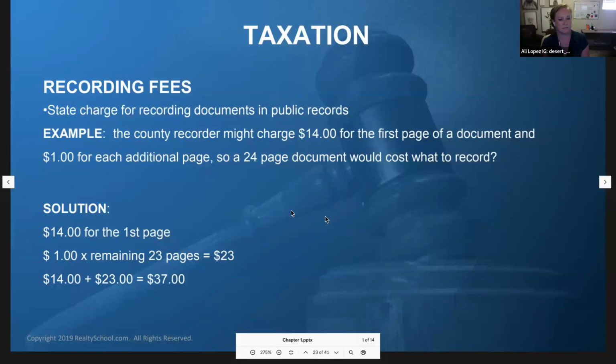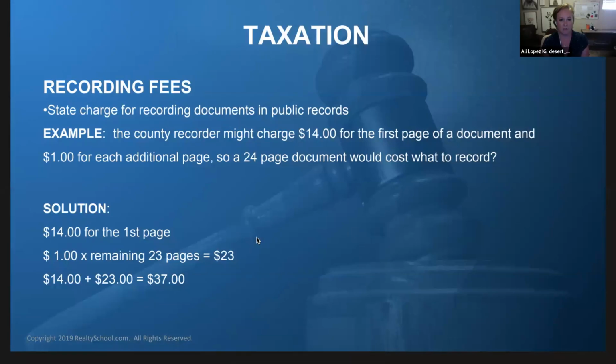Recording fees. This is just an example. The state charge for recording documents in public records. The county might charge $14 for the first page of a document and $1 for each additional page. So a 24-page document would cost what to record?